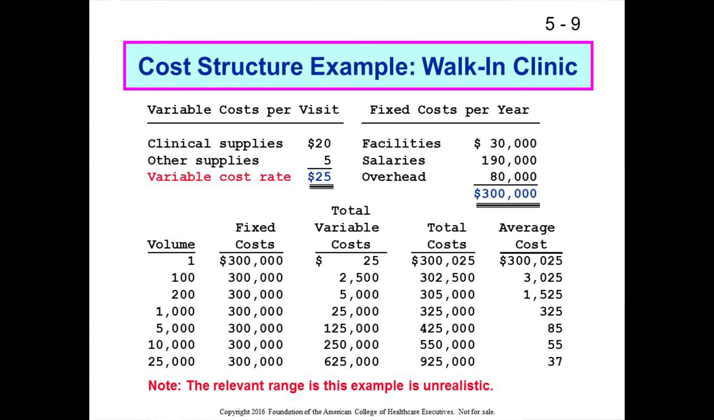So here's an example of a cost structure for a walk-in clinic. We have variable cost per unit, variable cost per visit. For each visit, the clinic spends $20 in supplies and then maybe $5 in administrative supplies like paper and folders. So the total variable cost per visit is $25. If I see one patient, I generate $25 in variable costs. If I see two patients, I generate $50. If I see three, $75, right? If I see 100, that's $2,500.